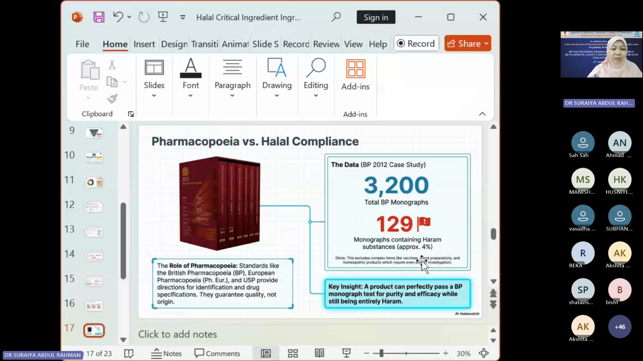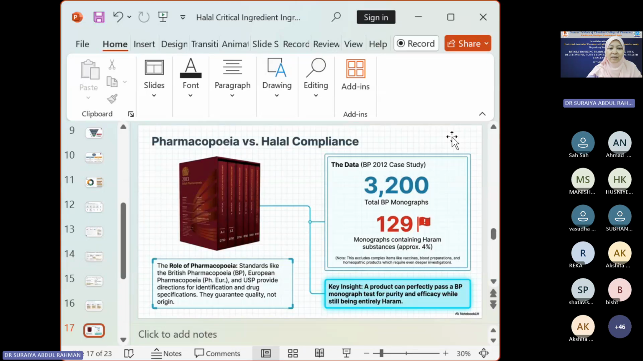Okay. So the next slides, I just want to show how you know the source of an ingredient, how you want to check the source of the ingredient. For an academic exercise, you can refer to established pharmaceutical references, for example, pharmacopoeia. British Pharmacopoeia, European Pharmacopoeia, most of them have the information on the source of the materials.